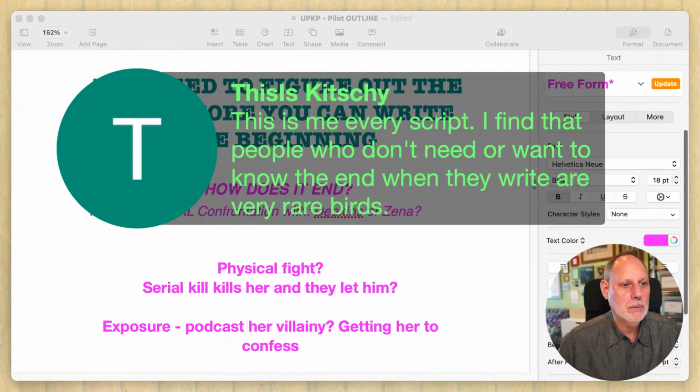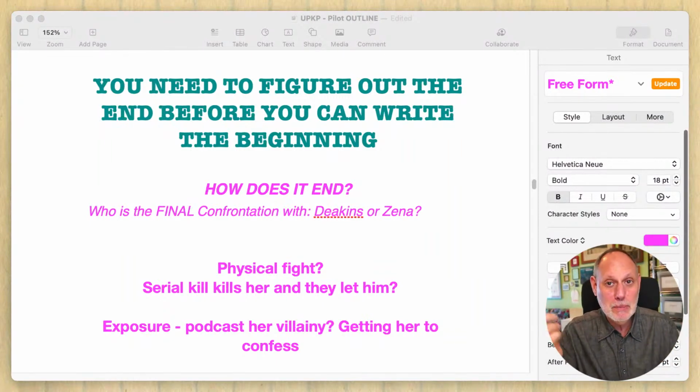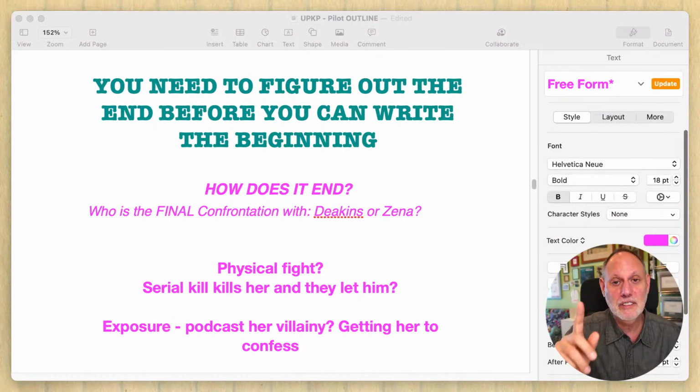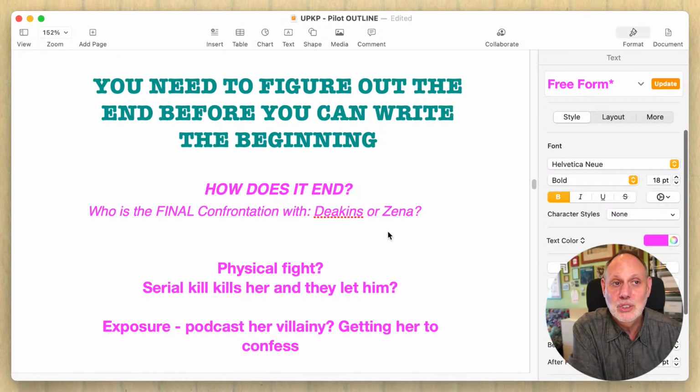This is me every script. I find a lot of people who keep on saying that, and I don't mean to be mean about this, but I find a lot of people who say, I don't want to know, I just want to figure it out as I go along. A lot of those people do not finish their scripts. So I will give myself a little credit here. I believe this kind of thinking is how you get to finish your script and how you make it satisfying. And I'm going to just take a stand on that one. If you don't figure out your ending, you cannot do this, but I'm saying to do this.